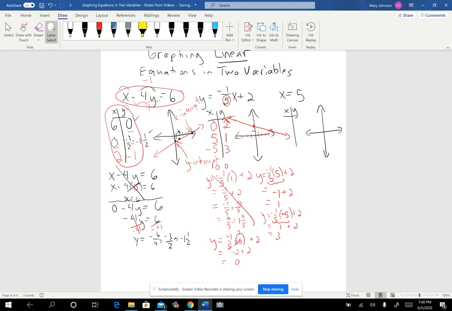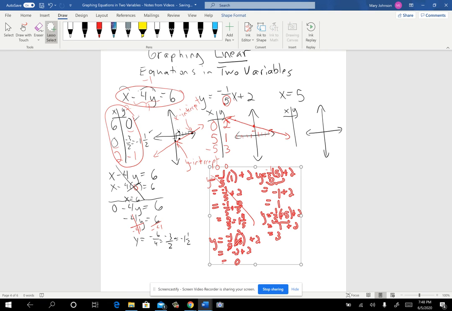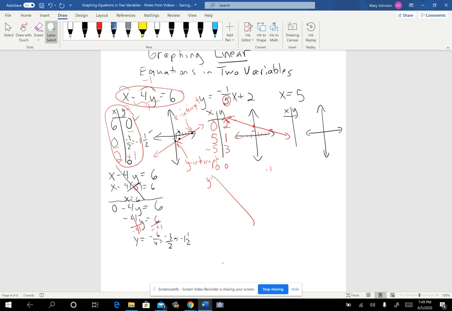Now, if you've done some graphing of lines recently, you might recall that if an equation is linear and in this form, we can kind of clean this up just a little bit. This is called the slope-intercept form. The m is the slope, and the b is the y-intercept.